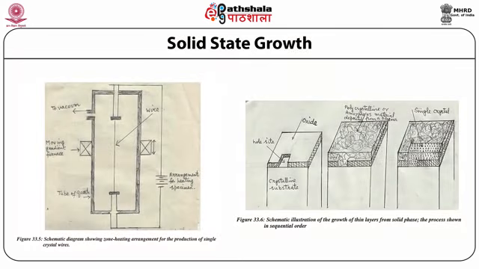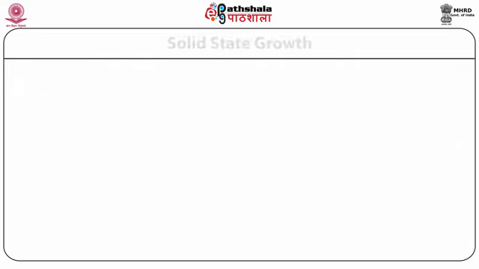The slide shows two figures, 33.5 and 33.6. Figure 33.5 is a schematic diagram showing zone heating arrangement for the production of single crystal wires, whereas figure 33.6 is a schematic illustration of the growth of thin layers from solid phase. The process is shown in sequential order.